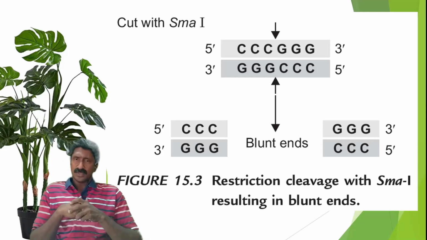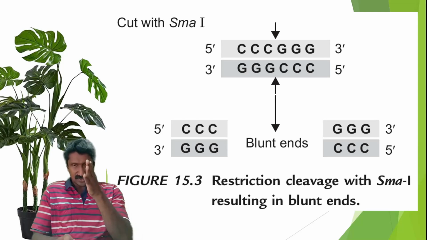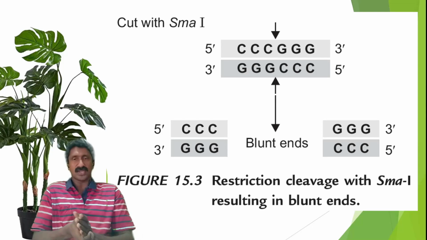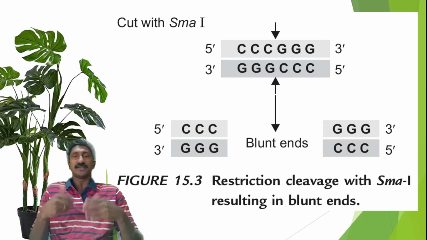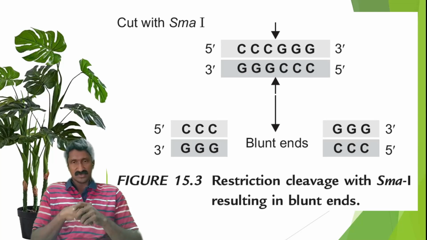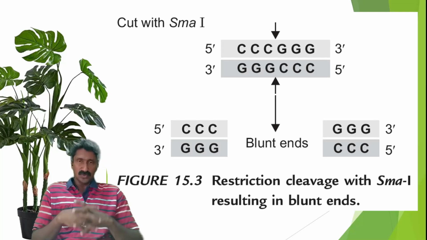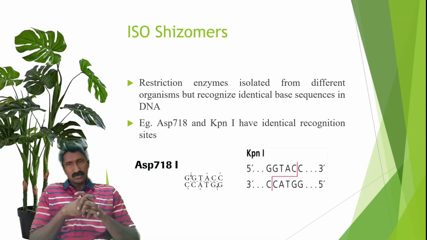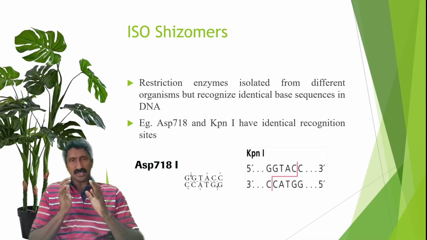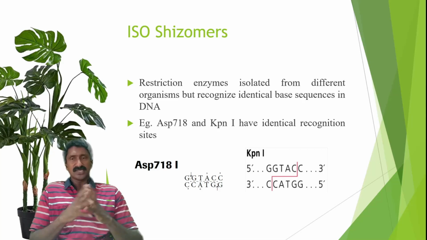Another one is SmaI, an enzyme which creates a blunt end cut. It cuts straight across both strands at the same point, so that it creates a blunt end. Sometimes you require blunt end ligation with DNA fragments, so you don't require a sticky end at that point. Then you can use this tool. Another term is isoschizomer. Isoschizomers are restriction enzymes isolated from different organisms but recognizing identical base sequences in DNA.